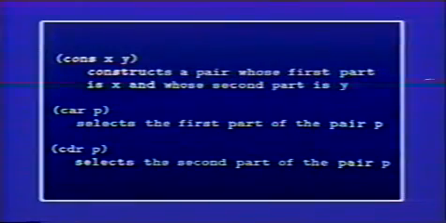So cons takes two objects and builds a pair. The first part of the pair is x, and the second part is y. And then we also assume we have ways of getting things out. If you're given a pair P, there's a thing called car, and car of the pair P gives you out the first part of the pair. There's a thing called cdr. The cdr of the pair P gives you the second part of the pair P. Okay, so that's how we construct things.